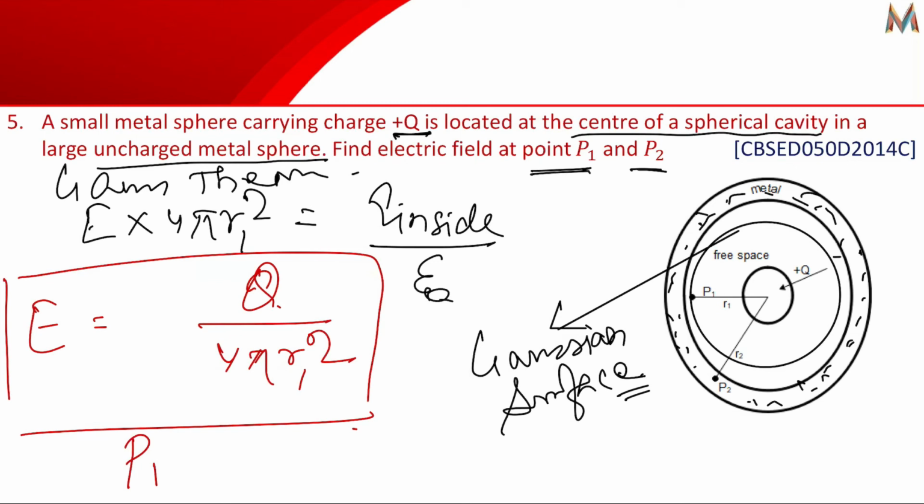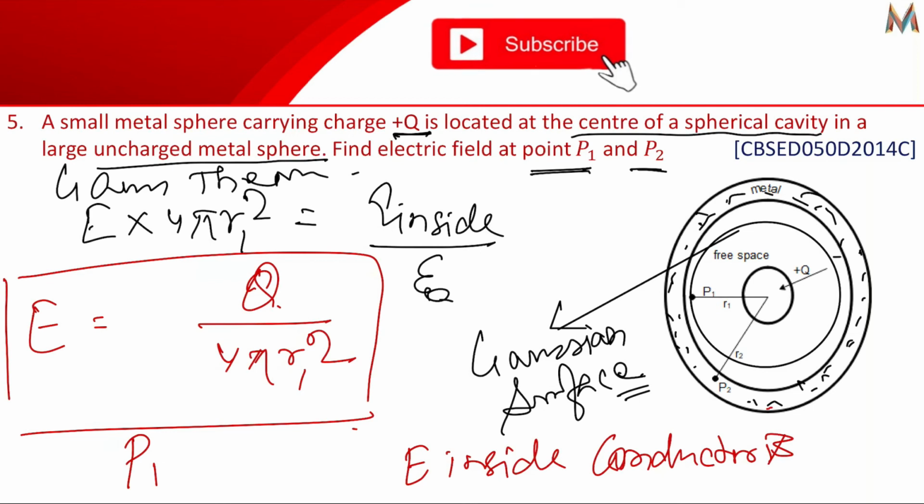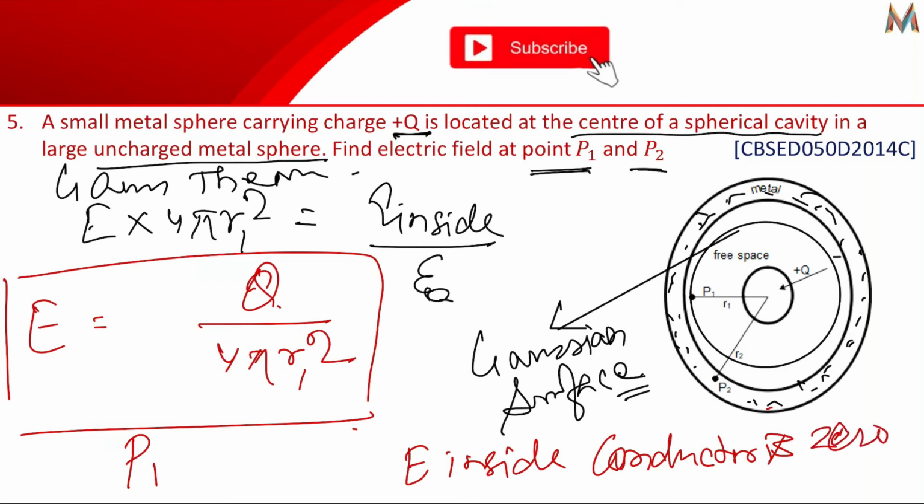P1 is inside the cavity. As we know, point P2 is inside the conductor. Now we know that electric field inside a conductor is always 0. E inside conductor is 0. Hence at point P2, E will be equal to 0. So students, we have done all 5 questions, and in the next video we will move to the next chapter.